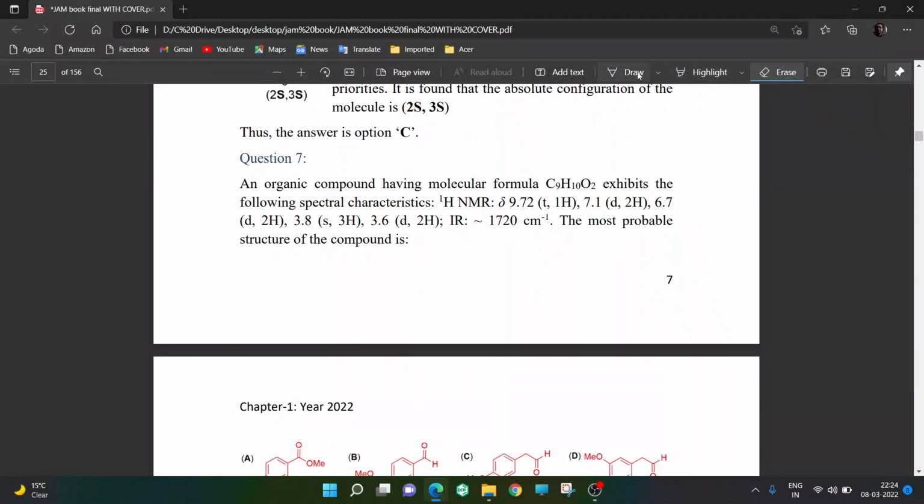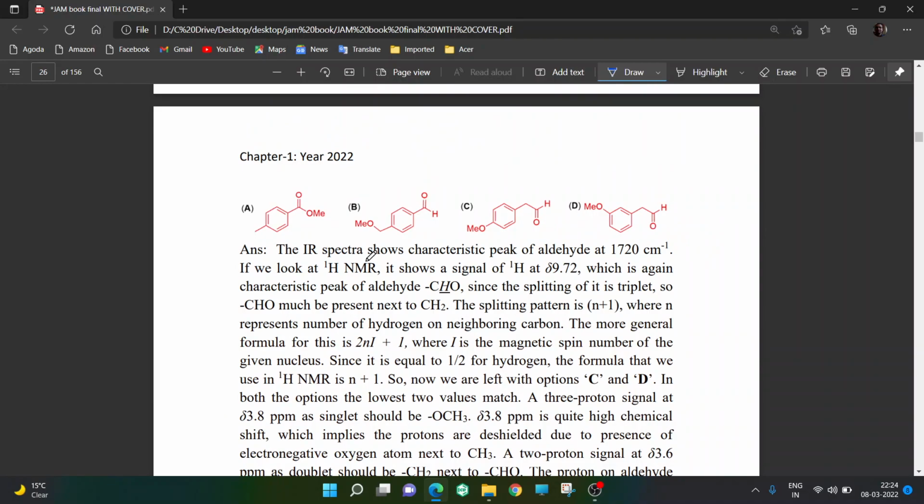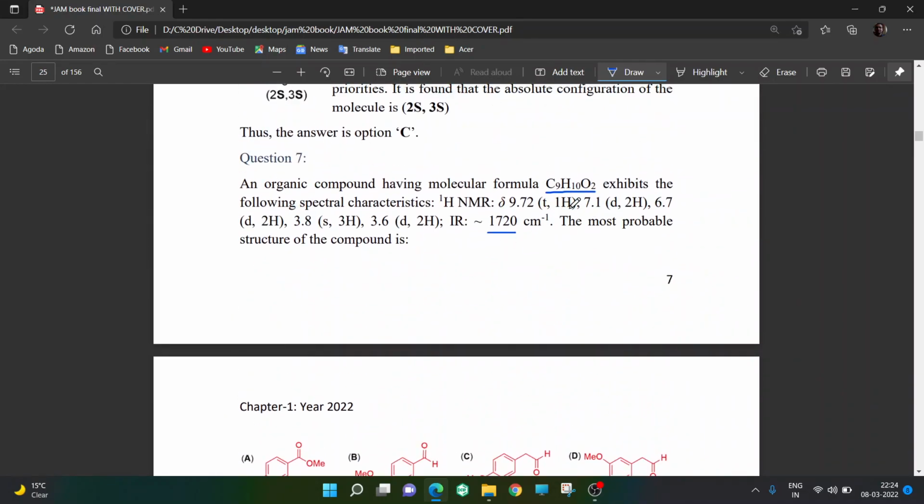Question number 7. It says an organic compound with the molecular formula C9H10O2 exhibits the following spectral characteristics. These are there. IR is 1720 per centimeter, the most probable structure. Generally, whenever such a question is there, you should find out the unsaturation index, and that gives you how many unsaturations there are. But this was an extraordinarily simple question, so I did not do it. You also need to find out whether we really need to do it.